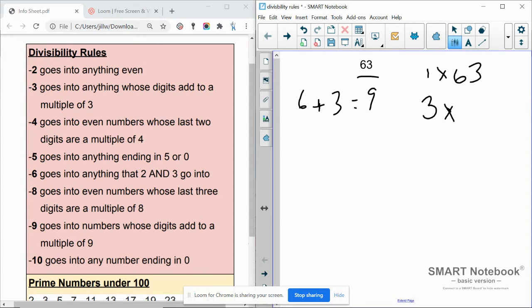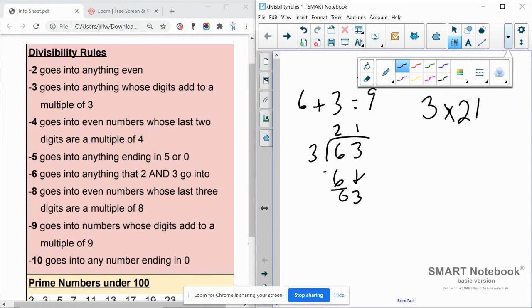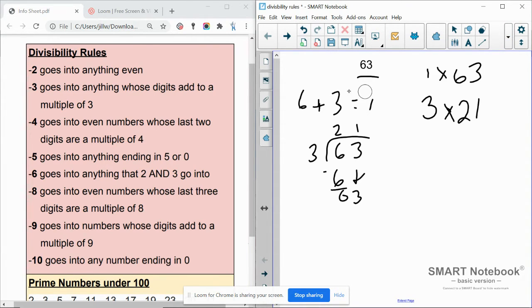So the question is 3 times what? To figure that out, you just do a little quick dividing. 63 divided by 3: 3 goes into 6 two times, drop down the 3, and 3 into 3 goes 1 time. So this is 3 times 21. I'm just going to delete that real quick to make some room.